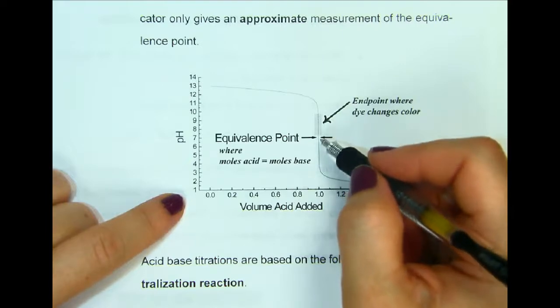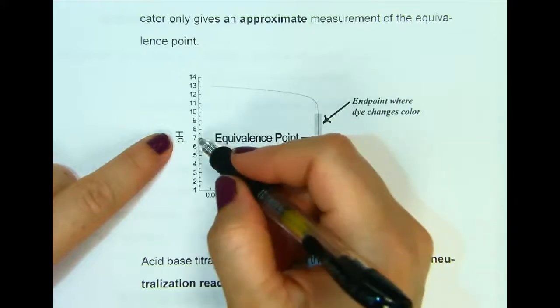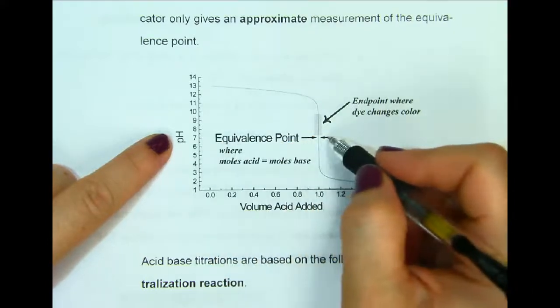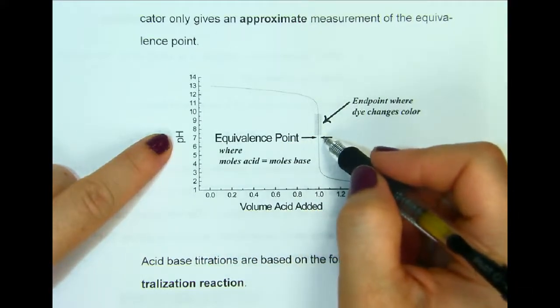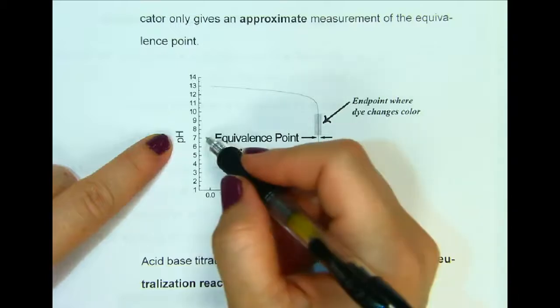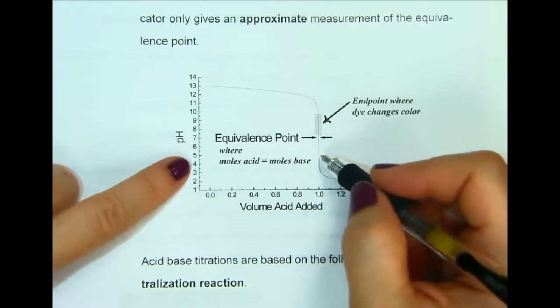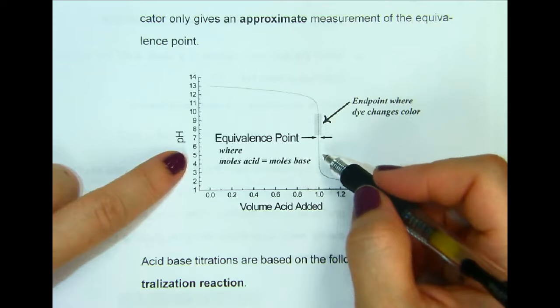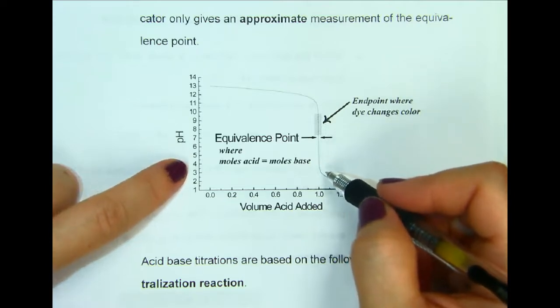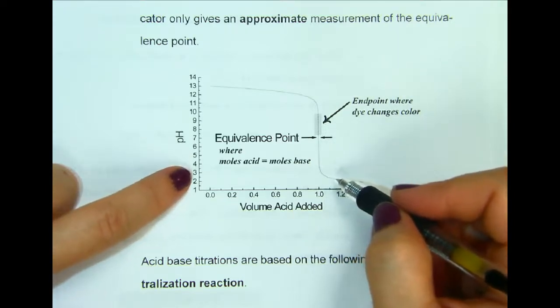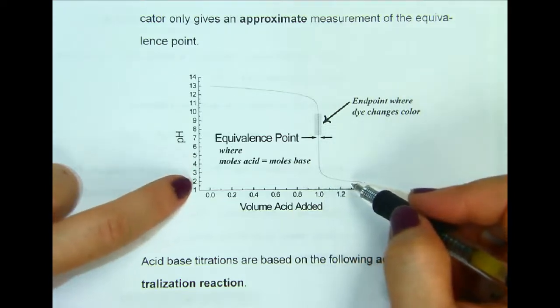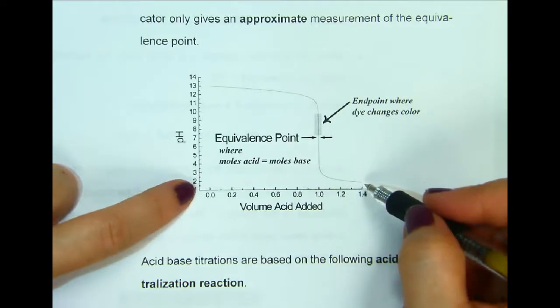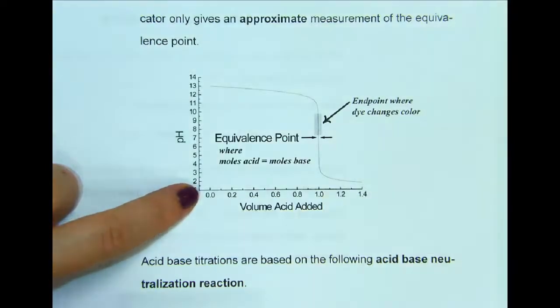So here is where the equivalence point is, which is at pH of 7, because anytime a strong acid is titrated with a strong base, the equivalence point is at a pH of 7 exactly, where moles of acid is equal to moles of base. Notice as you continue adding acid, then eventually we get past the equivalence point, and now the solution is becoming acidic because now I have a greater amount of acid than I do anything else.